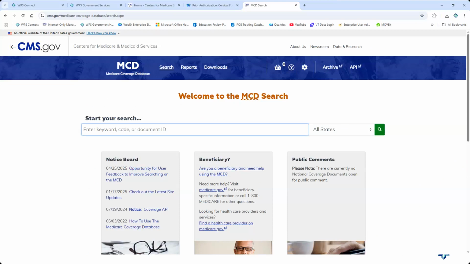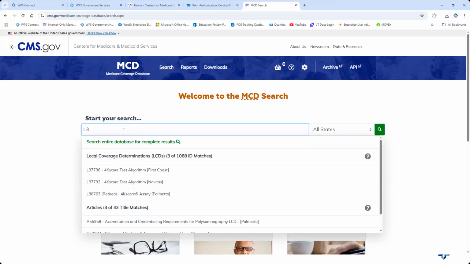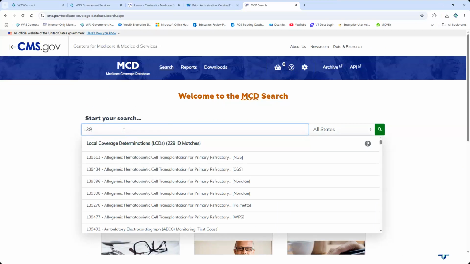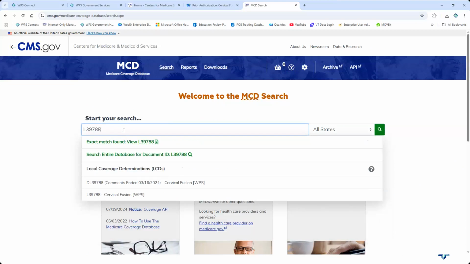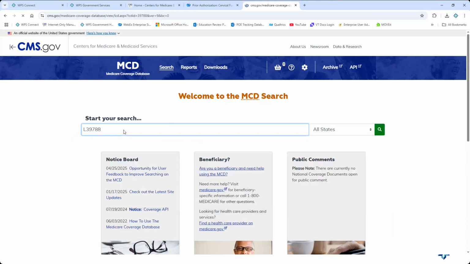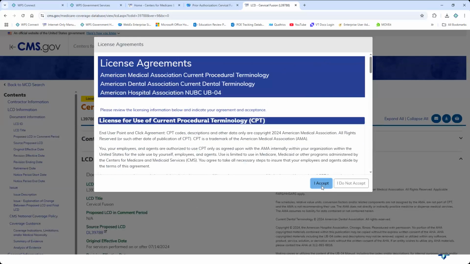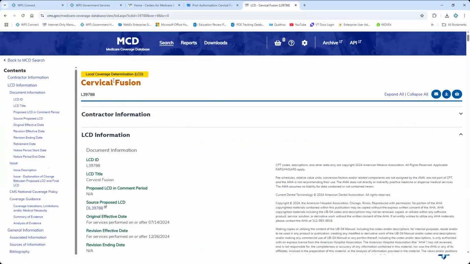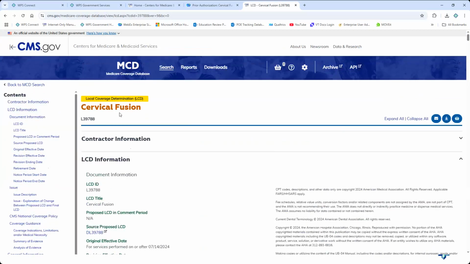Now, I can do this in several ways. I can put in the LCD number if I know that number, which I do. Accept the licensing agreement, and it's going to pull up the cervical fusion LCD, the one I gave you the number for, 39788.